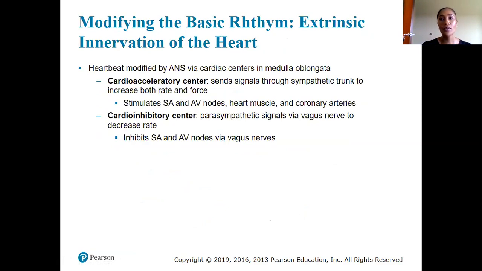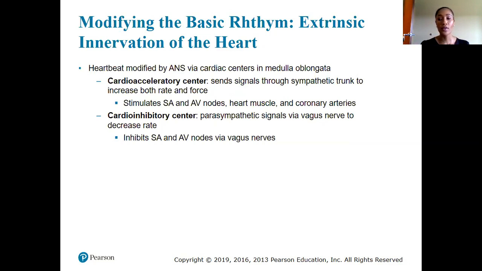So modifying the basic rhythm, and this is going to talk about the extrinsic innervation of the heart. In other words, how can the nervous system and the endocrine system affect the heart? Because we know that the nervous system isn't going to generate the action potentials for the heart, but they can have an effect on the heart. So heartbeat is going to be modified by the autonomic nervous system through cardiac centers that we find in the medulla oblongata.